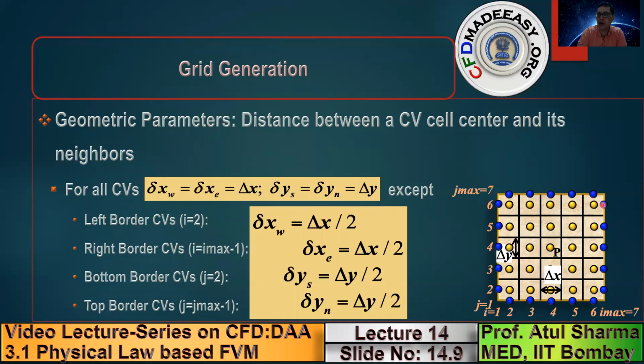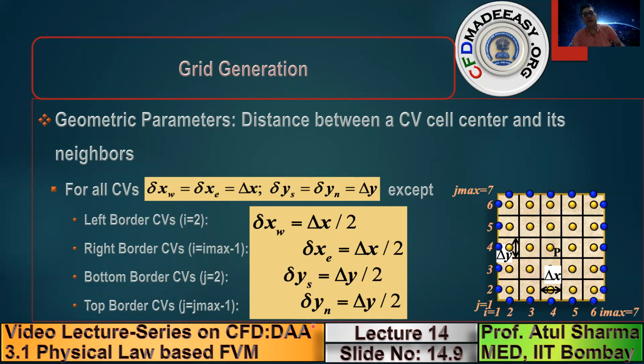Whereas when you go to the right border, delta x w is delta x, but in this case one of its neighbors is on the east side, the boundary grid point, and delta x e is delta x by 2. Similarly, for the bottom border control volumes, delta y s is equal to delta y by 2, and for top border control volumes, delta y n is equal to delta y by 2. Later on, these distances we will use in the solution methodology.